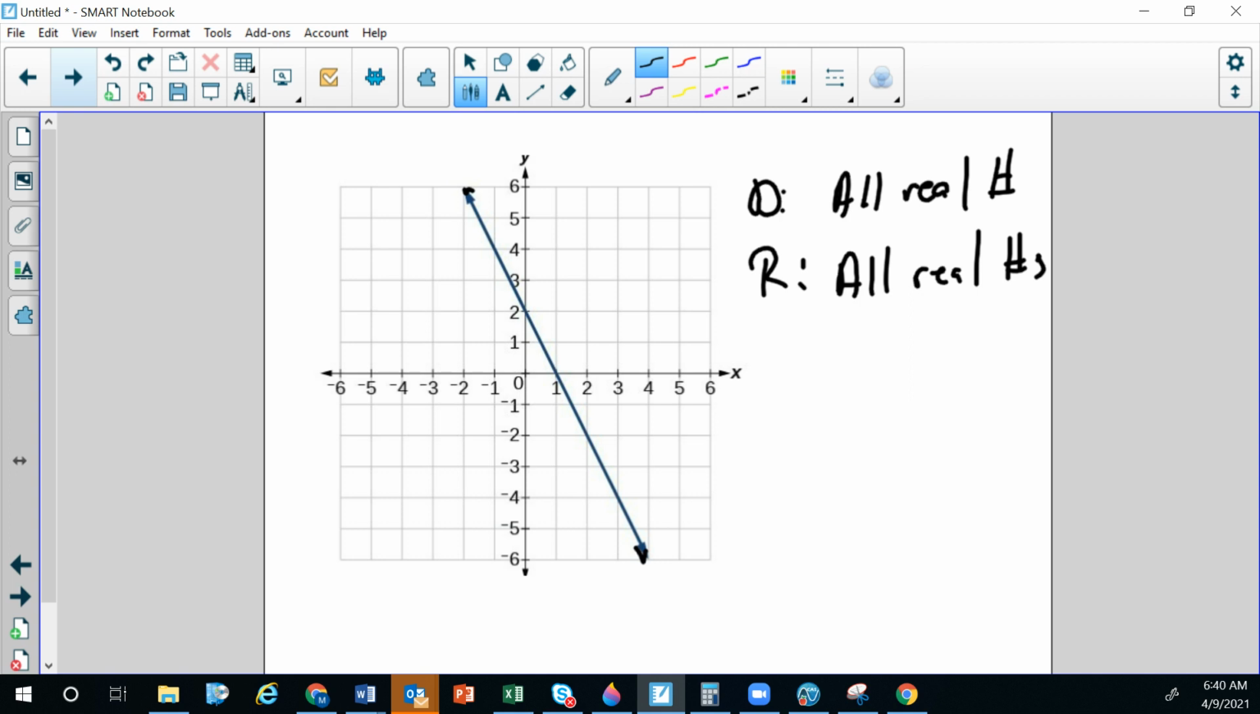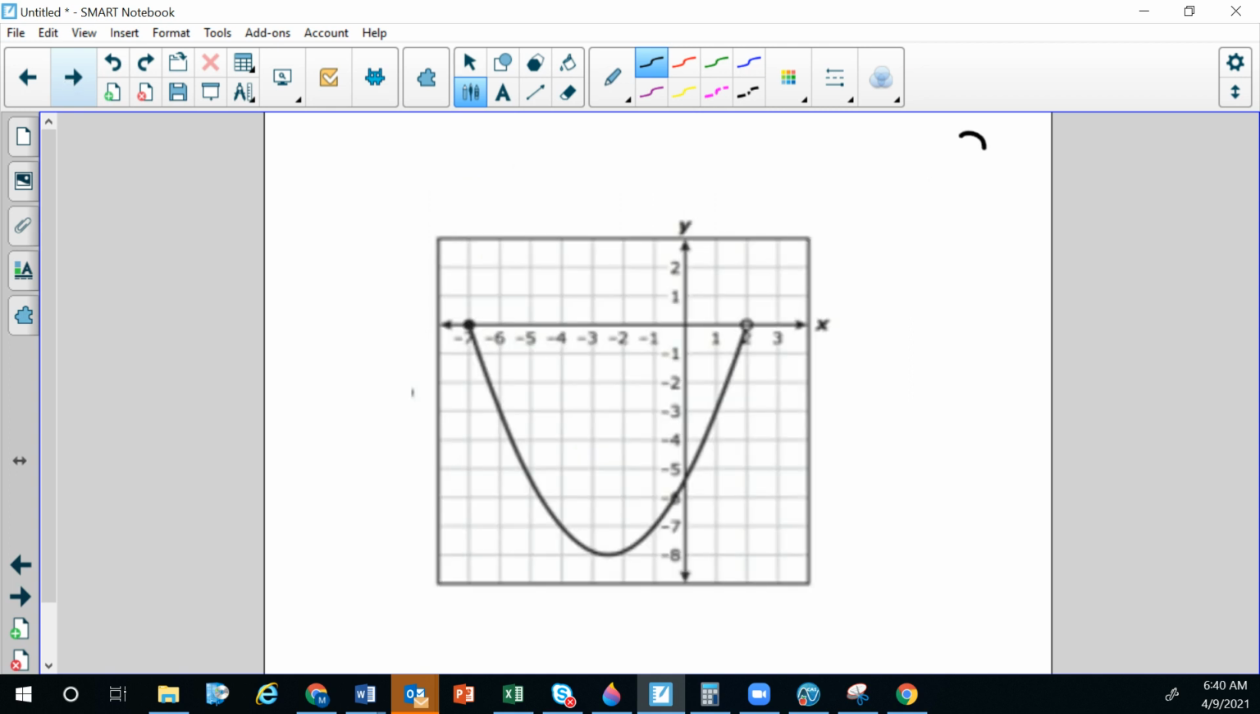All right. Now, this is a good one because it's a parabola, but there are restrictions now. You see there's a closed circle here and an open circle right there. So we're going to apply the same principle. Let's go after domain first. So let me put D for domain, and let's put R for range.